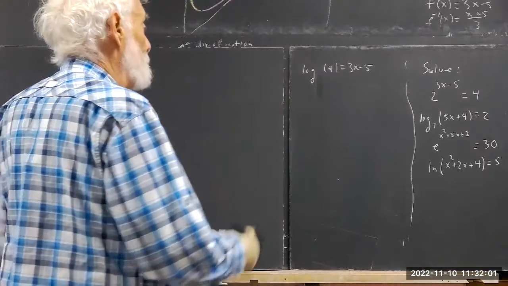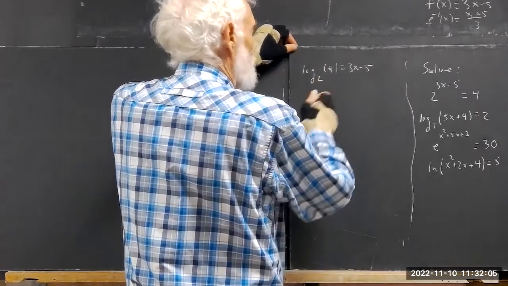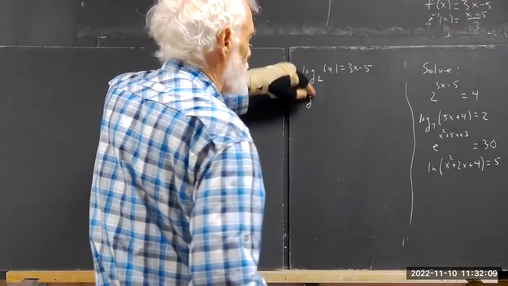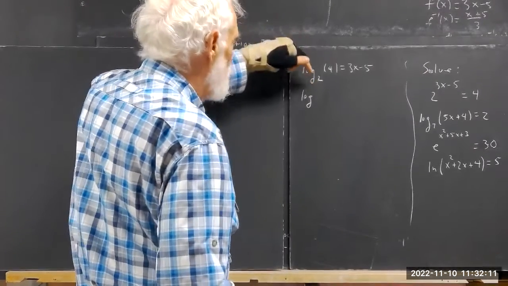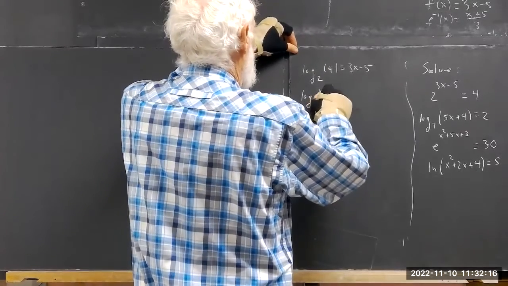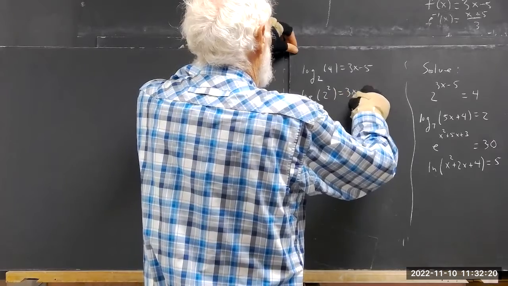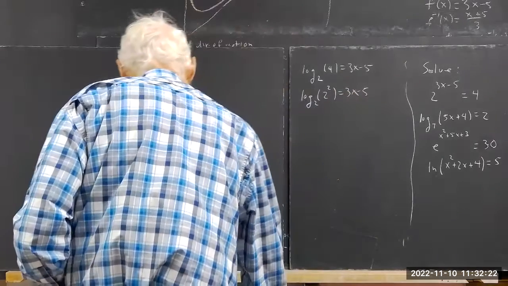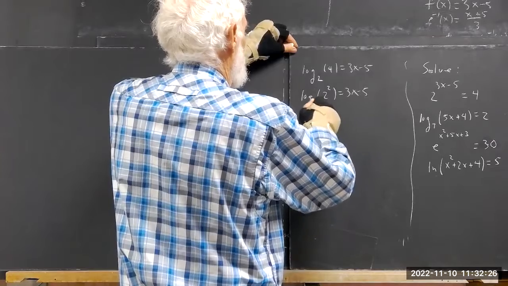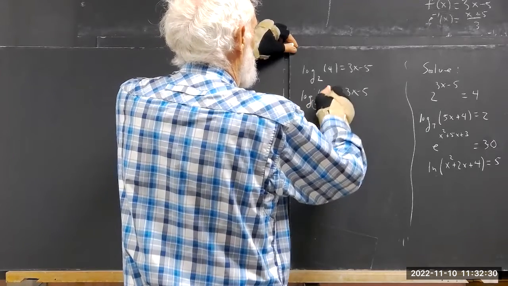Now, another way to do this, and this is kind of important to understand: you should know just by inspection that this is 2 because 4 is 2 to the second. We have log to the base 2 of 2 squared.